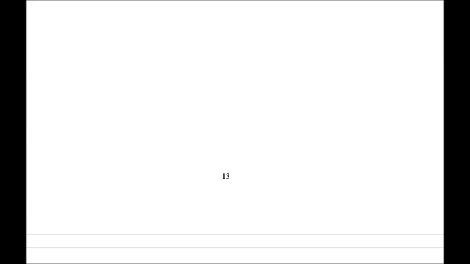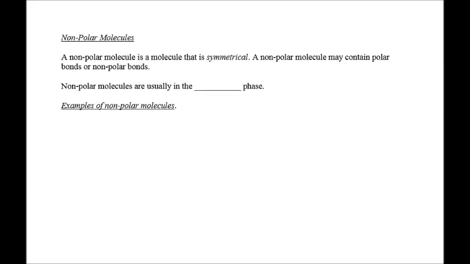We also have what are called non-polar molecules. A non-polar molecule is a molecule that is symmetrical. Now, it could have polar bonds or non-polar bonds, but there's symmetry. Non-polar molecules are usually in the gas phase, which we'll discuss later. So examples of non-polar molecules. Hydrogen, any diatomic, is non-polar. It's the same side to side, and it's the same top to bottom.